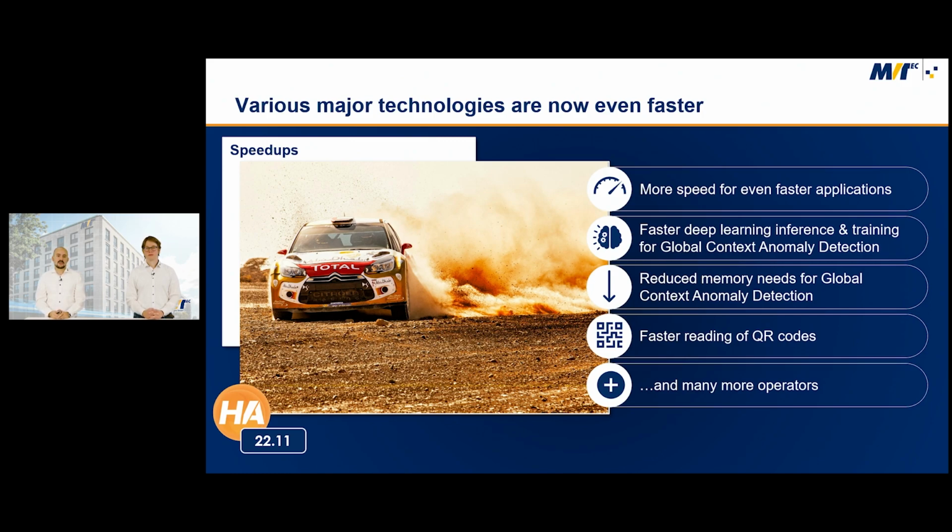recently. So you might remember the global context anomaly detection, which we released with HALCON 22.05. Now it gained a very large speedup. The exact numbers will follow by my colleague. And besides the speedups, we drastically reduced the amount of memory which is needed by the model, making it possible to use it on less memory devices. And besides that, we also improved the speed for our QR code reading. So these are just two technologies I'd like to mention at this point, and the more details are coming now.